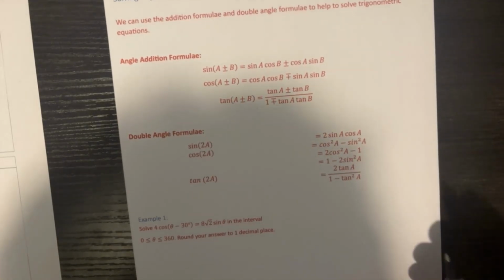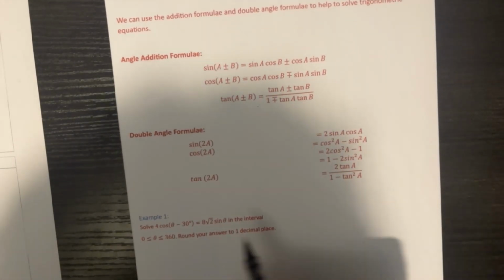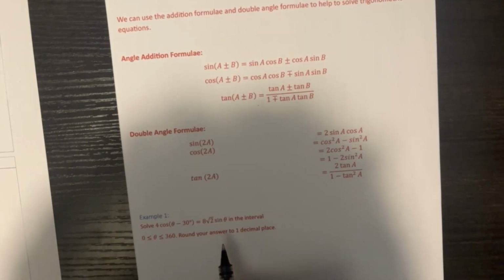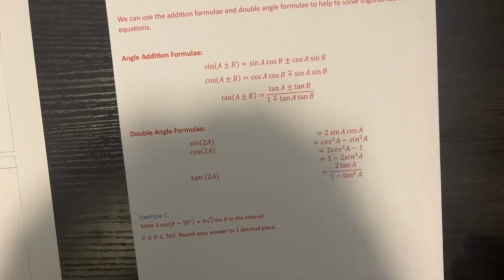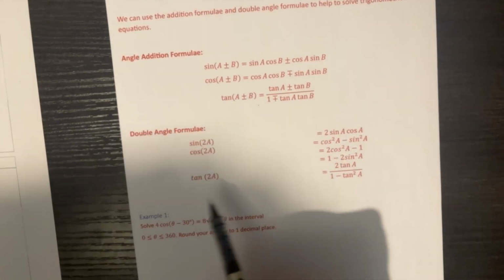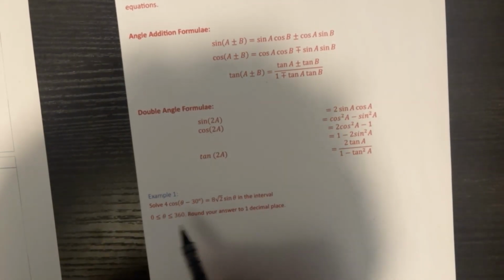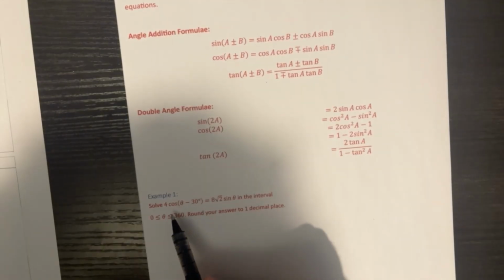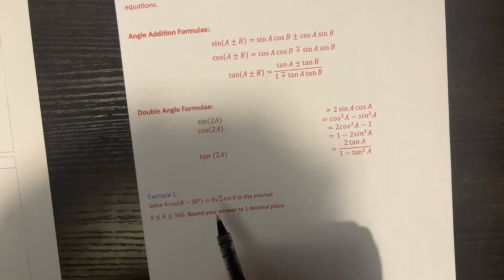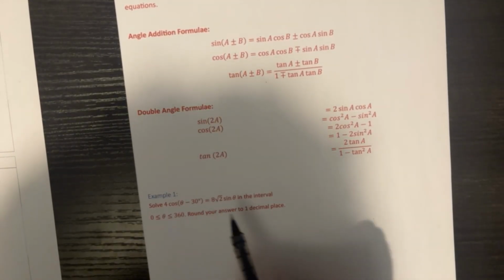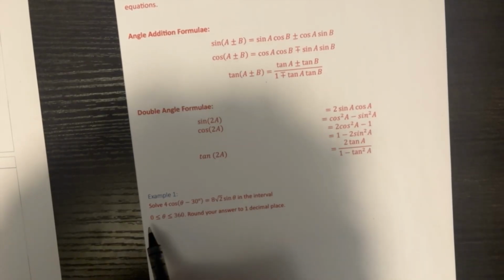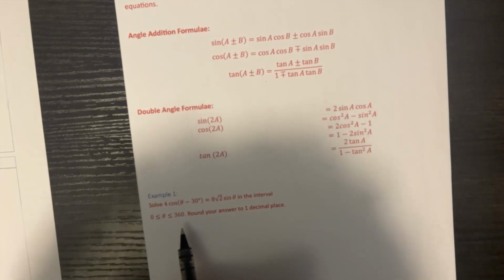Now, we're going to look through two examples. The first of these is going to be one where we're going to use the angle addition formulae, and then we're going to look at the double angle formulae a little later on. So our first example, we're being asked to solve 4 cos(theta minus 30) is equal to 8 root 2 sine theta in the interval 0 to 360.